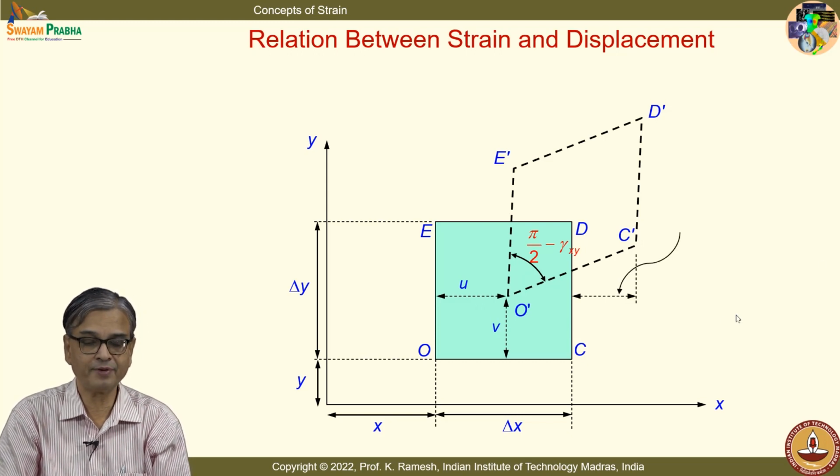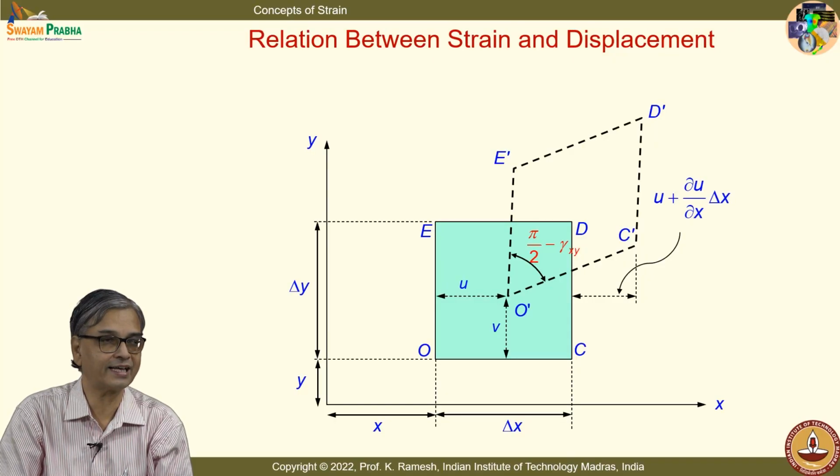I want you to tell me what this distance is. I have moved by a distance delta x. The point O has moved horizontally by a distance u, and the point C has moved to C prime. Can you tell me what this complete distance is, from the way I have drawn the diagram? Can you guess? Make a mistake, no problem. I will have u plus, what happens to the Taylor series component? Yes, dou u by dou x delta x.